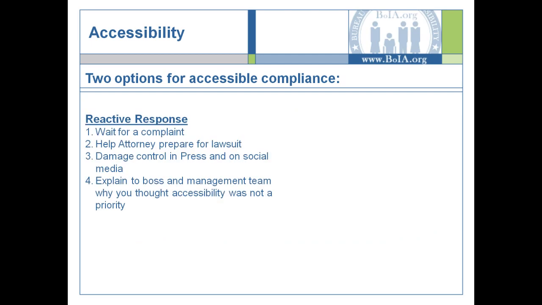For accessibility, you have two options to go by. You can be the reactive company, or you can be the proactive company. Reactive, you're going to wait for a complaint to come in. An attorney may contact you. You have damage control with the press, media, etc., or your boss or management team as to why you thought accessibility was not a priority. That's reactive, and then eventually you're going to have to fix your site anyway, especially if a lawsuit comes in. Proactive, you can monitor your site on a regular basis, find and fix the issues.